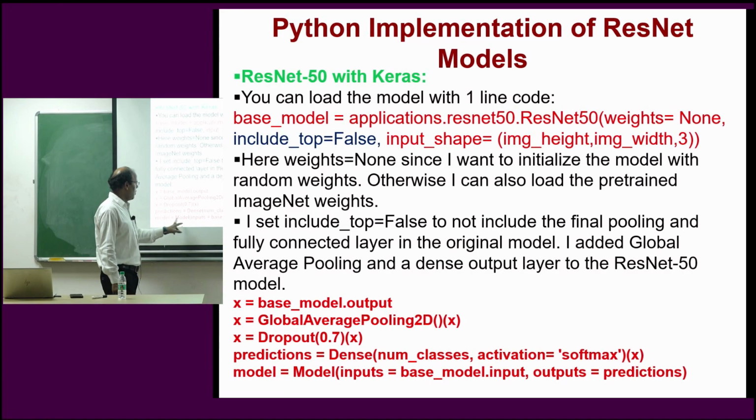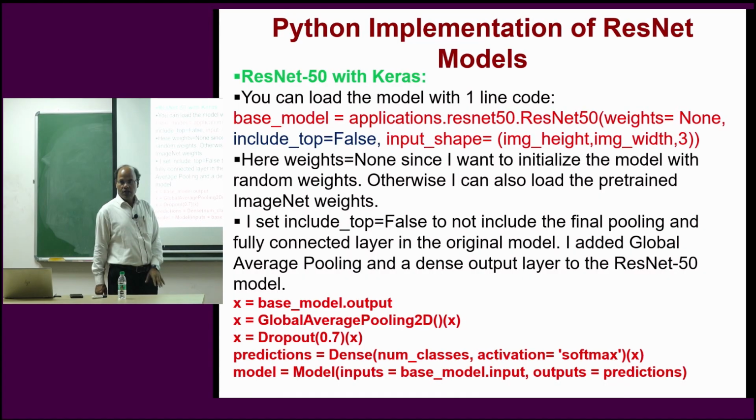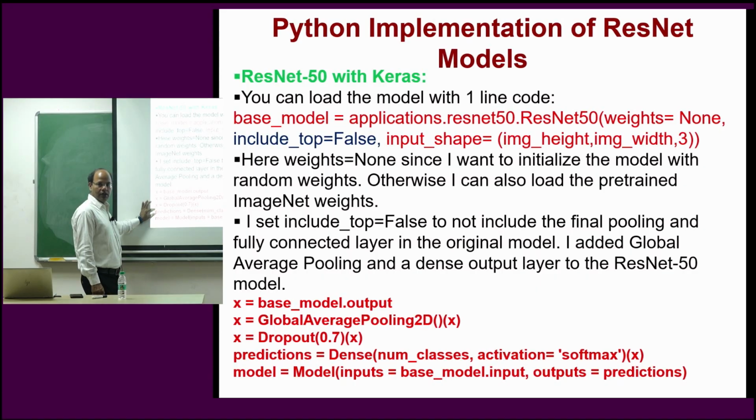And then model equal to Model, inputs equal to base_model.inputs, comma, outputs equal to predictions. So if you want to add one more dense layer here, you can add. That's not a problem. In the ResNet only one dense layer is there, which is specific, so you have to use the standard. If you want to modify, you can do that. That's not a problem because we have flexibility here. We are trying to create this part, and now we are not using the inbuilt part. I hope that makes sense.